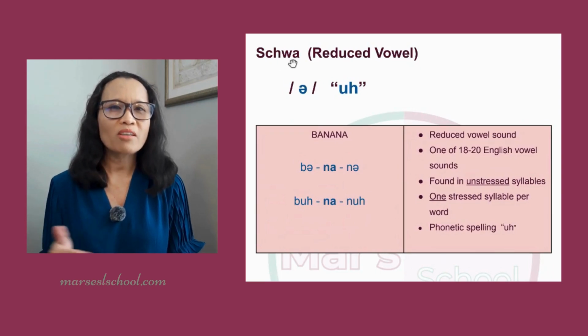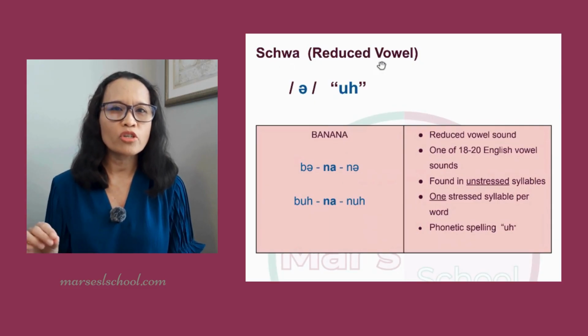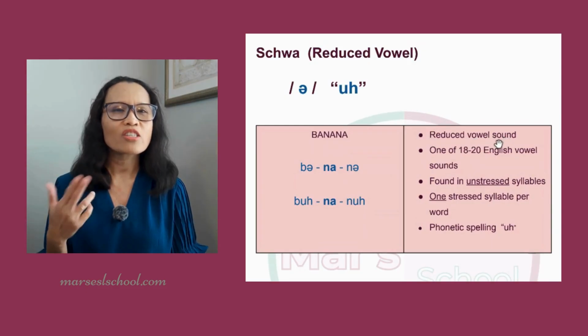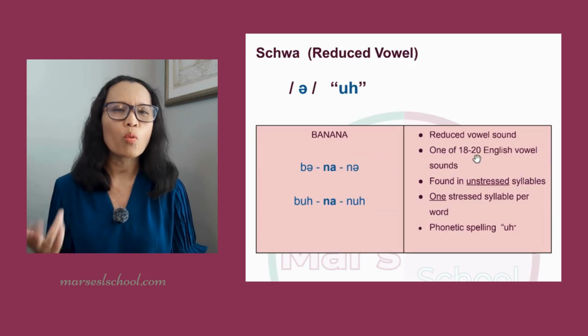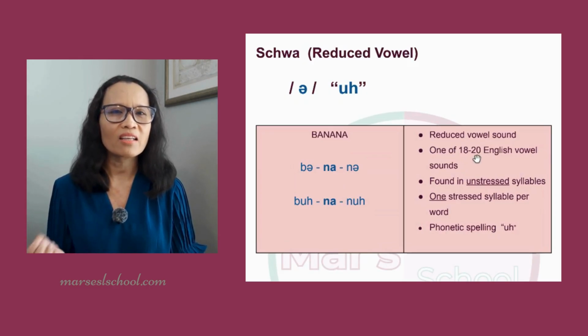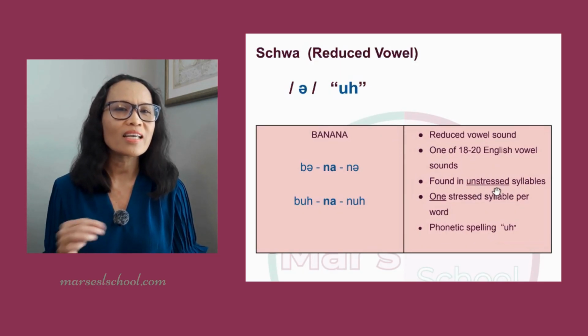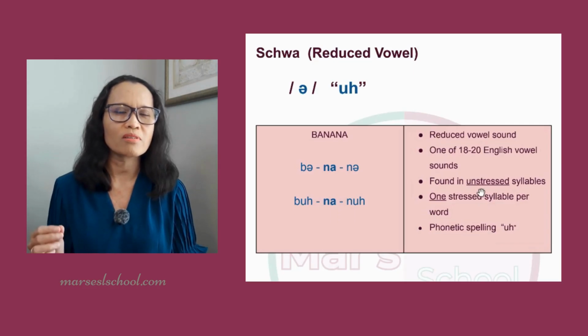Today we're going to be talking about the schwa. The schwa is a reduced vowel sound. It's not a vowel, it's a vowel sound. It's one of 18 to 20 vowel sounds in English, depending on your source. And it occurs in unstressed syllables.